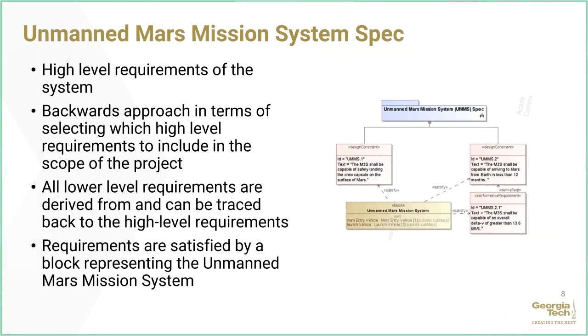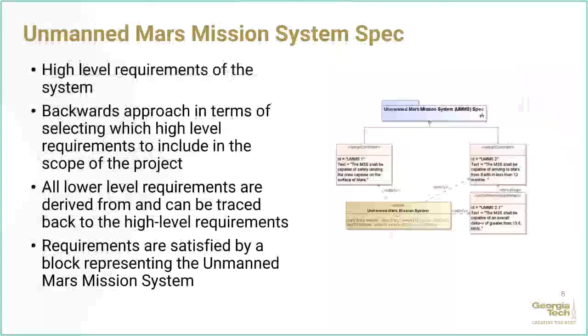And as you can see from the diagram, there's also a block that represents the unmanned Mars mission system itself. And there are relationships that go from the block to every requirement, which represent that the block has to satisfy those requirements. And since at this level, the requirements are fairly general, it's the block itself that satisfies the requirement. But as you'll see later, there are other ways for this relationship to happen.